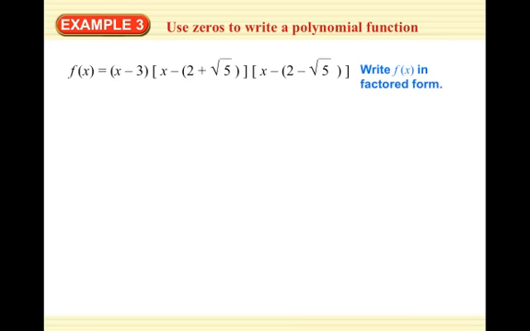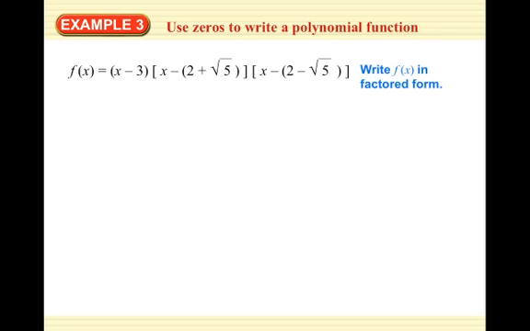So we're going to write f of x in factored form. So f of x equals x minus 3 times x minus the whole quantity 2 plus square root of 5 times x minus the whole quantity 2 minus square root of 5.